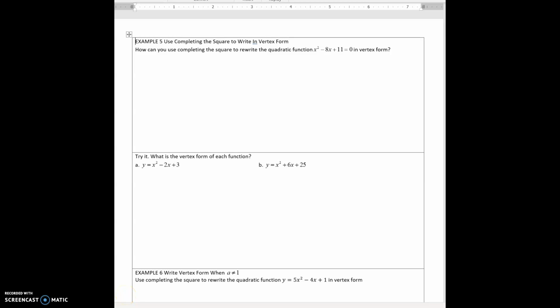Okay, so we are in 9.5, day 3. I added some more examples on this notes page, so make sure to use the one that's attached to this week's calendar, not last week's.